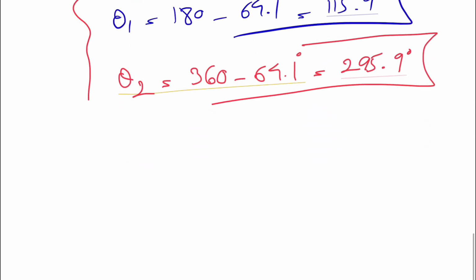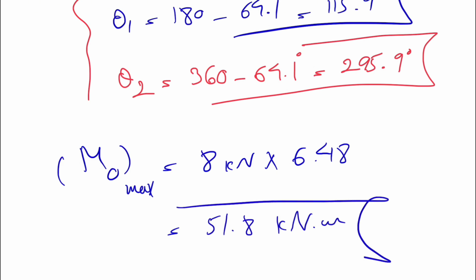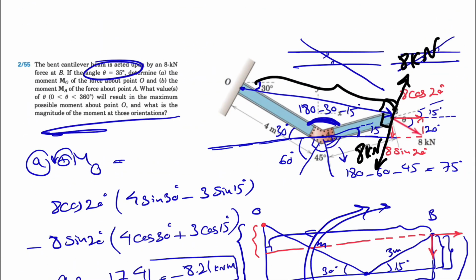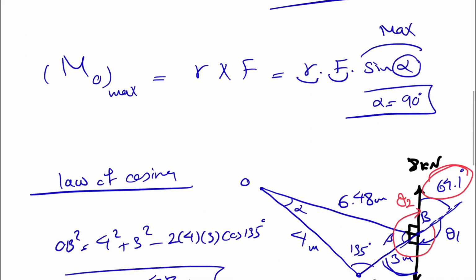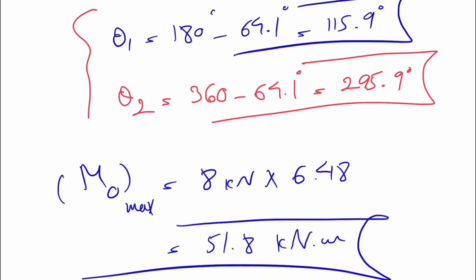The last part, we have to find the maximum moment, which has been discussed. It is basically our F, which we know is 8 kilonewton times what we found for OB, which was 6.48, and that's going to give us 51.8 kilonewton meter, and that would be the magnitude part of the question, or the last part of the question where we need to find these two. So yeah, that's pretty much everything for this question. That's actually a very good question to cover all the concepts of 2D moment, trigonometry, and whatever we learned from the first chapter and second chapter of the textbook.